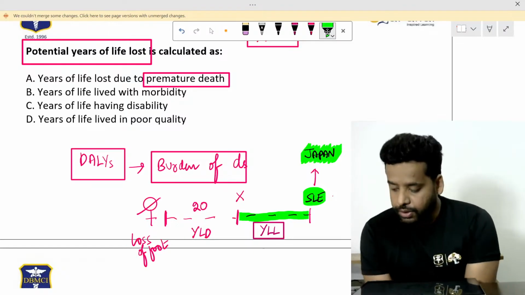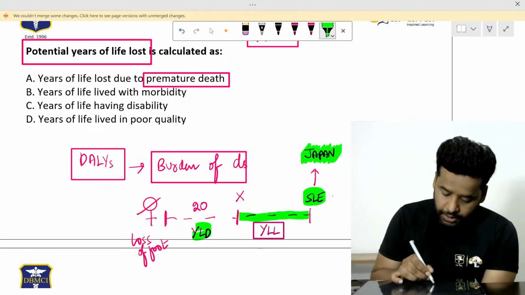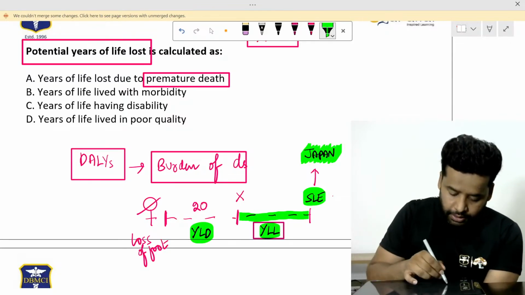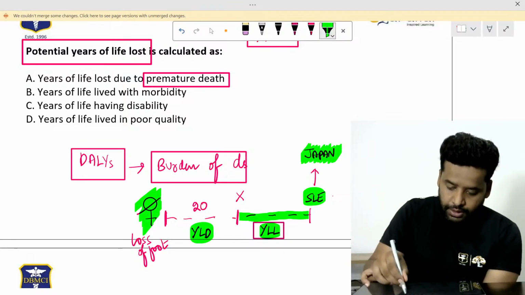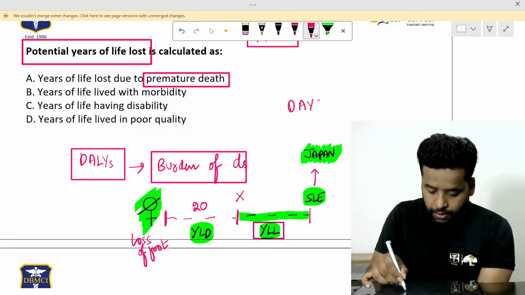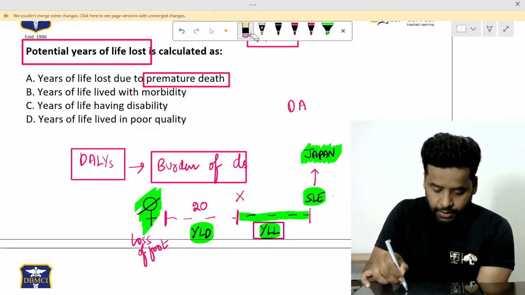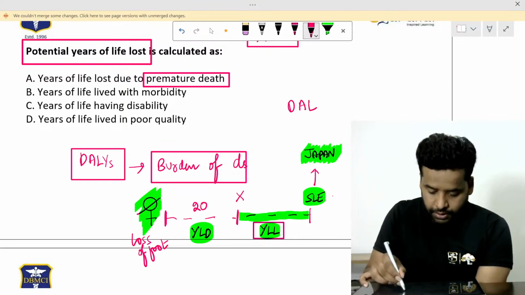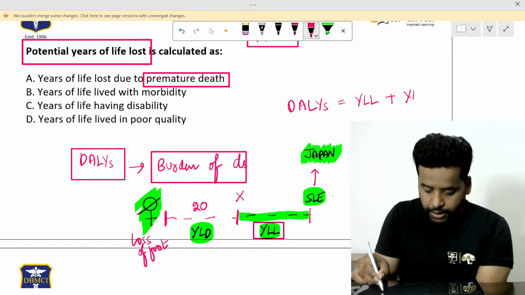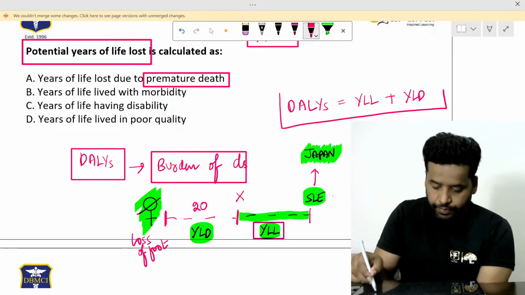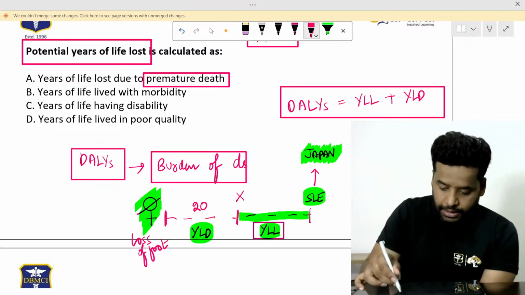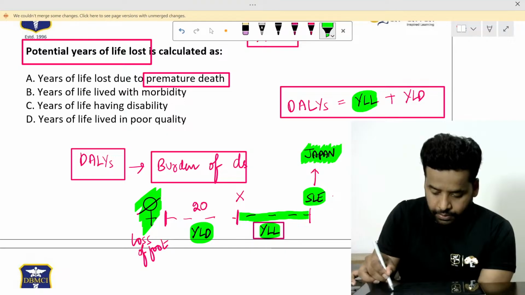So we are adding two things, YLD plus YLL. That is DALYs for this individual, DALYs lost in this individual. Like this we count for different individuals, the amount of DALYs lost. DALYs is equal to YLL plus YLD. Years of life lost plus years lived with disability. YLL plus YLD.